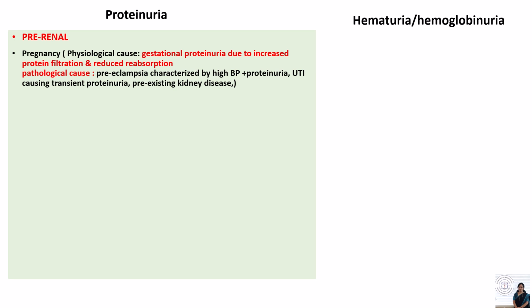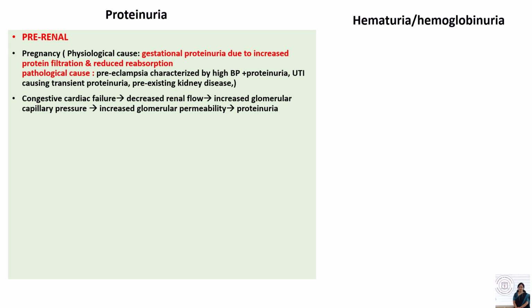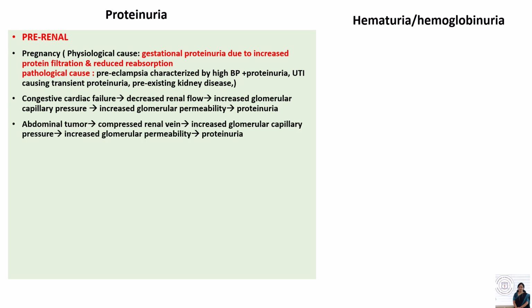The other causes for proteinuria in pregnancy are urinary tract infection manifesting as transient proteinuria, and it can also be due to pre-existing kidney disease in the pregnant lady. The other pre-renal cause for proteinuria is congestive cardiac failure characterized by decreased renal flow. So this increases the glomerular capillary pressure, thereby increasing the permeability resulting in proteinuria. The next cause is abdominal tumor which compresses the renal vein. So this increases the glomerular capillary pressure followed by increased permeability leading to proteinuria.